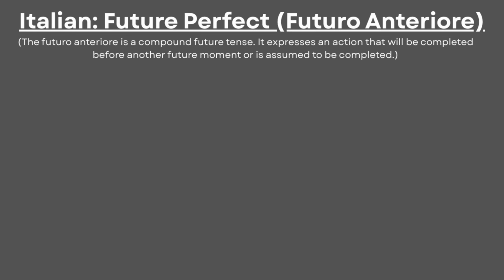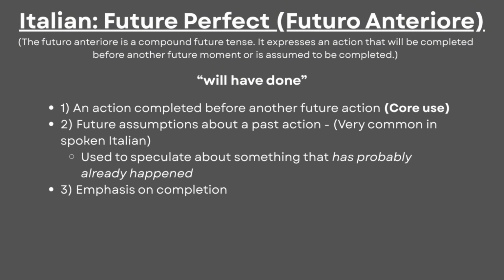The future perfect in Italian is a compound tense that expresses an action that will be completed before another future moment or is assumed to be completed. In Italian, it's known as the futuro anteriore, and it's the English equivalent of saying "will have done." Its core function is mainly to show an action that is completed before another future action.